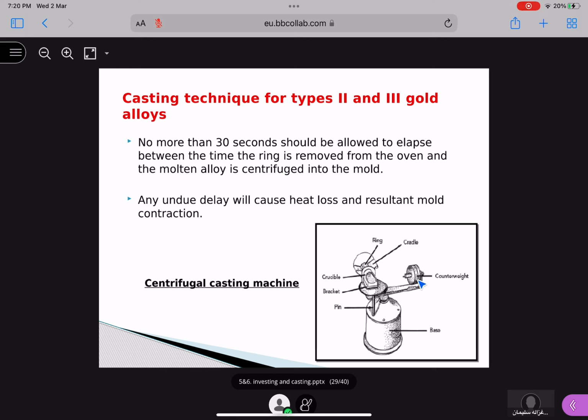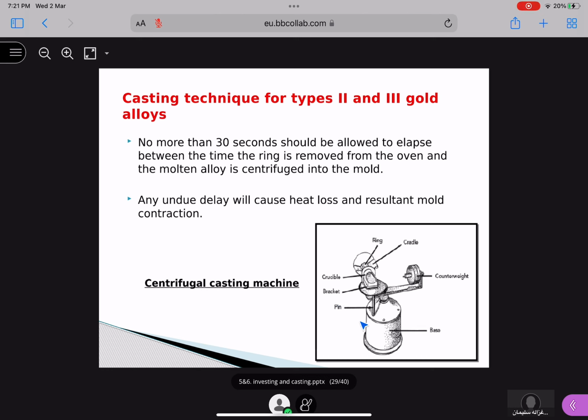You see this machine, the centrifuge. You have to give it round turns so that it will move very fast. This is called a centrifuge when it is moving very fast. You have seen these centrifuge machines, I think. An undue delay will cause heat loss and resultant mold contraction.